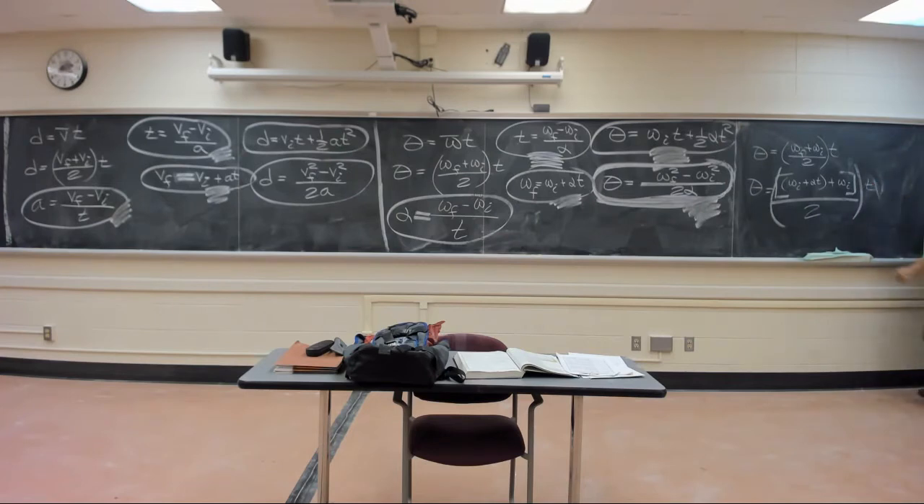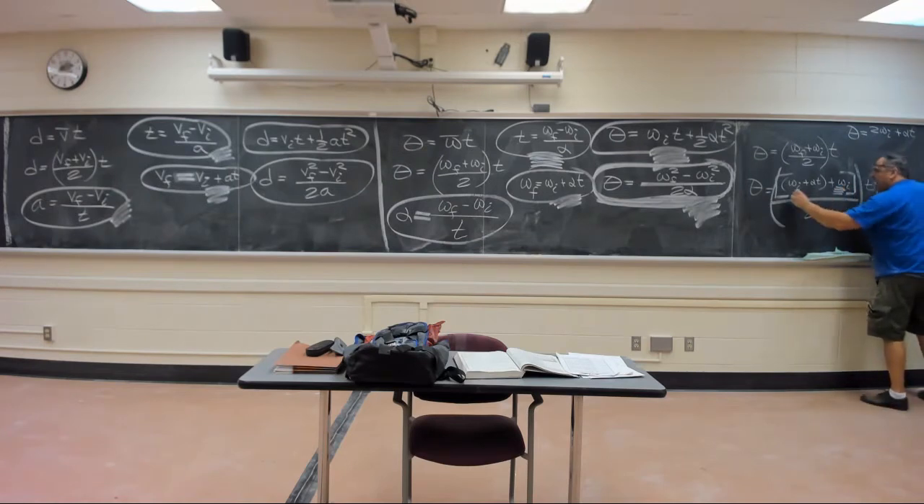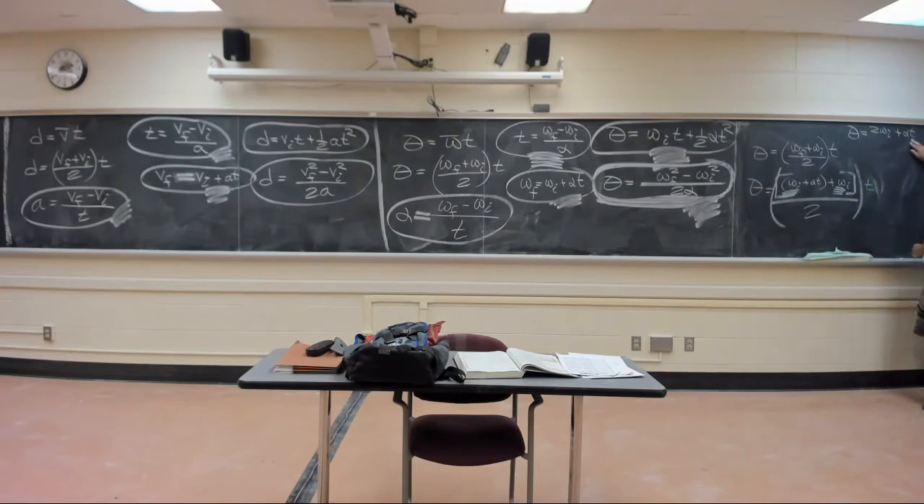See what we got here. Omega i and omega i is 2 omega i. Alpha t is alpha t. Forgive me. Right, correct, it is. So what I did was omega i and omega i is 2 omega i. We got alpha t right here. We got a 2 right here. We got a t right here.